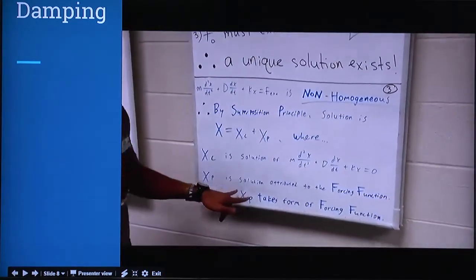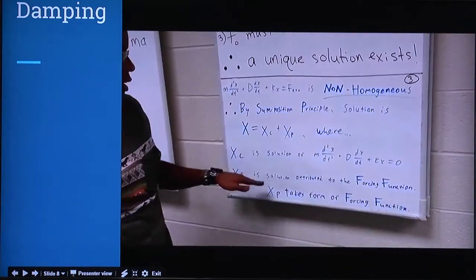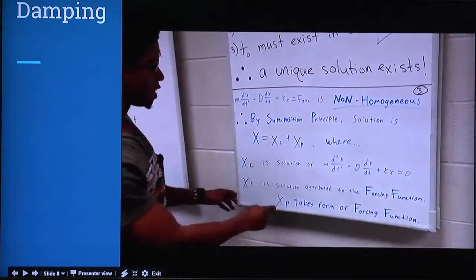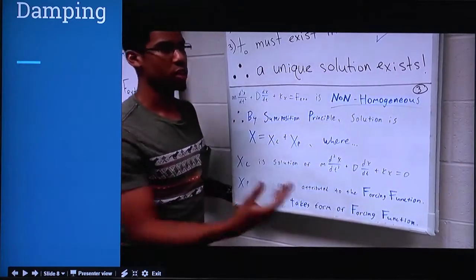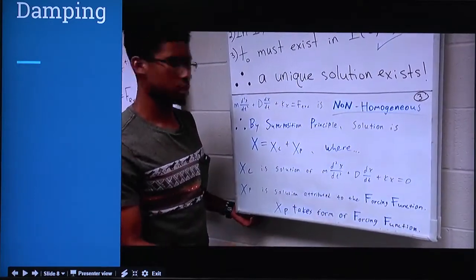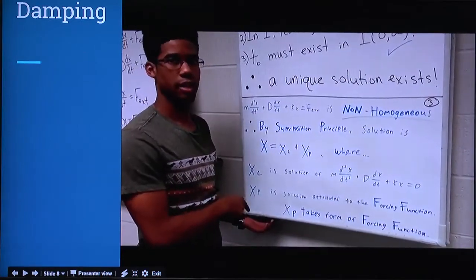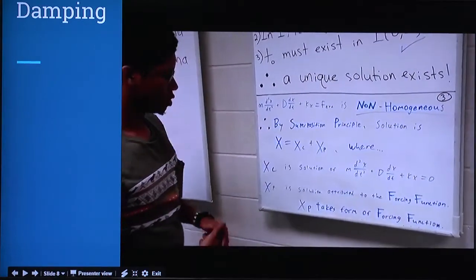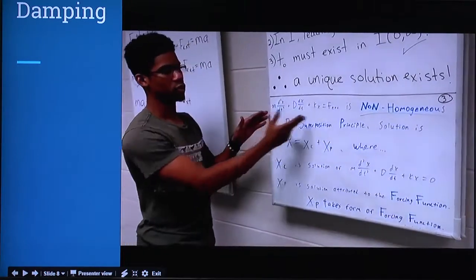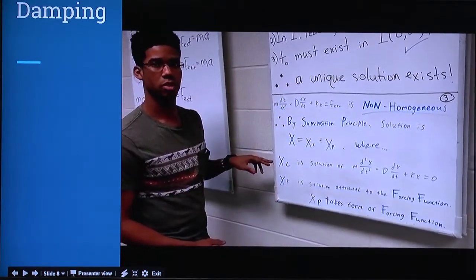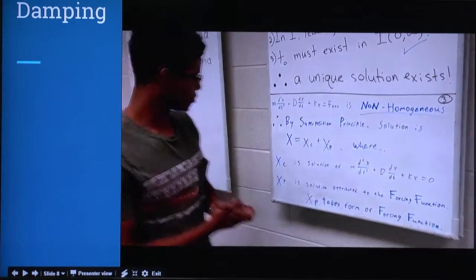So now, when a particular solution accounts for it, how does it do that? Well, it takes the form of the forcing function, whether it be constant, linear, quadratic, whatever it is. Our particular solution is going to take the same exact form. But we're going to get into more details about that later. Our first step in solving this entire differential equation is to get the complementary solution. All right, let's go do that.